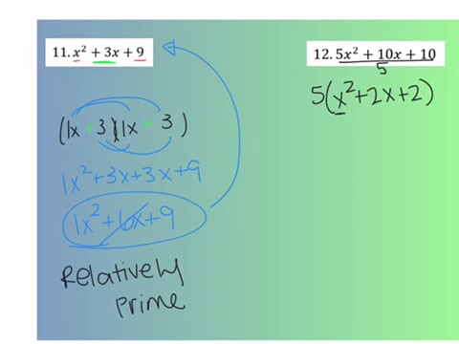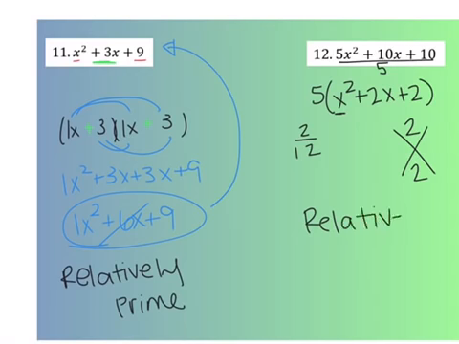So the next thing I want to check is, can I factor using the x? So we multiply the a times the c to get to the top and the b to get to the bottom. So I'm looking for 2 numbers that multiply to 2 and add to 2. Well, my only factors are 1 and 2, and they multiply, but they don't add. So again, this is going to be a relatively prime example. I cannot factor this right now.